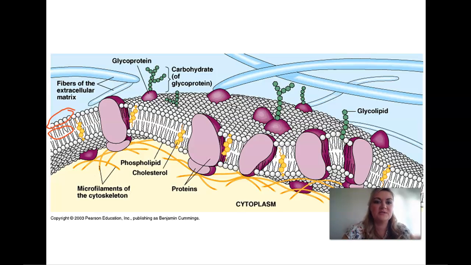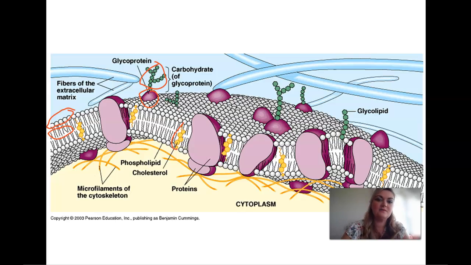You have proteins throughout the cell membrane. This one is actually going to be referred to as a glycoprotein. The purple part is the protein part. The top part is the carbohydrate, which is the glycogen. Those can help with cell recognition, so the body knows that those cells do belong there.